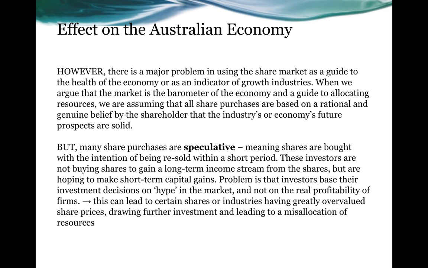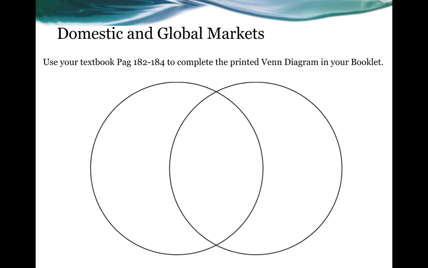All right, that's kind of it for the Australian Securities Exchange. What I need you to do now is pause. Go into your booklet, to your Venn diagram, and write domestic market on this side and global market on this side. And using pages 182 to 184, I need you to do the features, and those that overlap. So that idea of similarities between domestic and global, and differences or features.